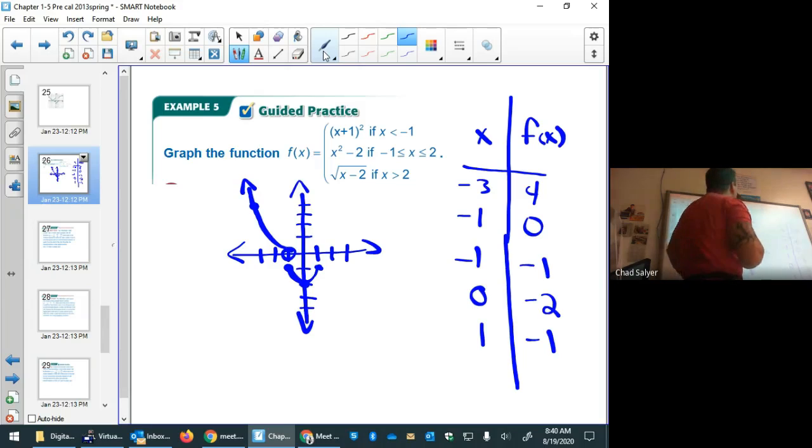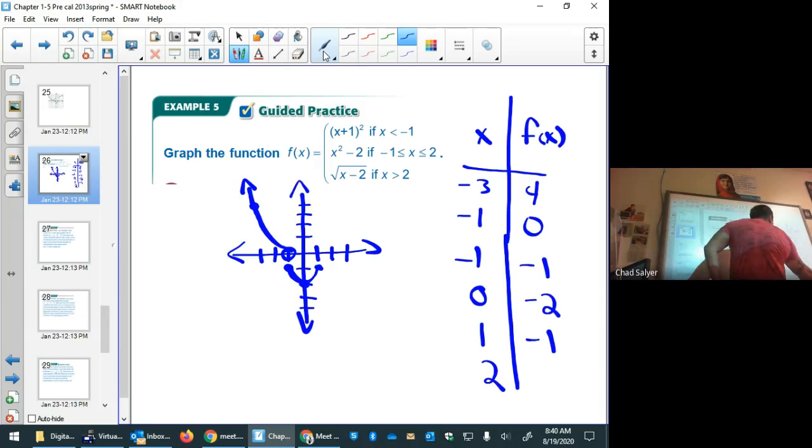And then the square root of x minus 2 if x is, and actually this will go on. I need to plug in one more value here. So 2 squared is 4, minus 2 is 2. So I need to put the point 2, 2 on as well.